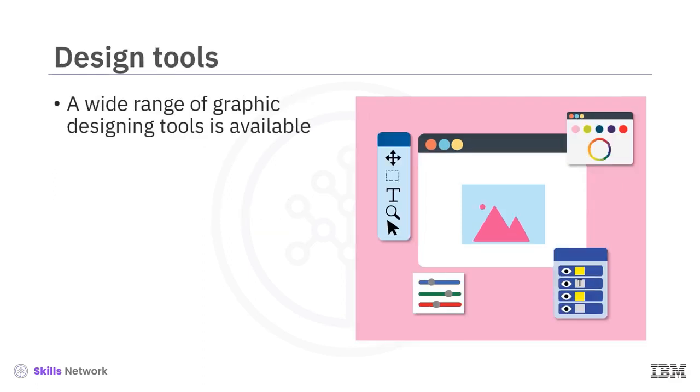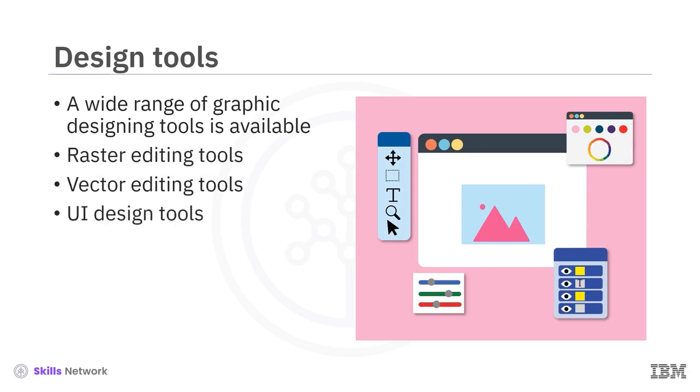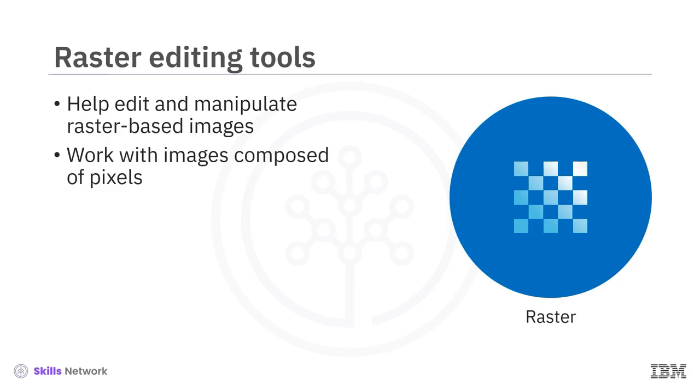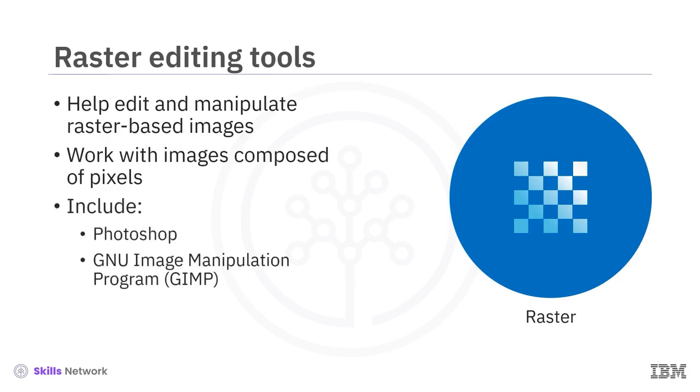There are various design tools available for creating professional user interfaces. We can broadly categorize these into raster editing tools, vector editing tools, and UI design tools according to user requirements. Let's explore each of them in detail. Raster editing tools are software applications that allow you to edit and manipulate raster-based images. These images are composed of pixels, each carrying a specific color. Photoshop and GNU Image Manipulation Program, GIMP, are popular raster editing tools.